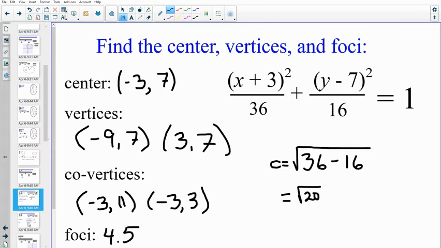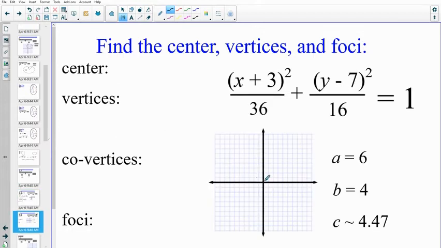And so now if I want to graph this, let's see, -3, 7 is up there. There is my center. I should have written down these over here, but I'll be able to do this anyway. My a value is 6, so I go to the left and to the right by 6. My b value is 4, so I go up from that point 4 and down 4 to get to those points. 1, 2, 3, 4, 1, 2, 3, 4.